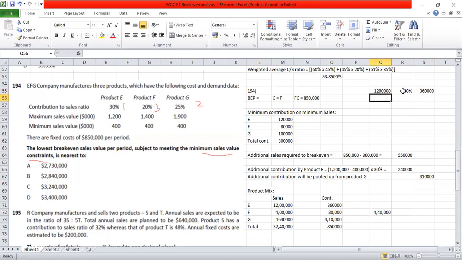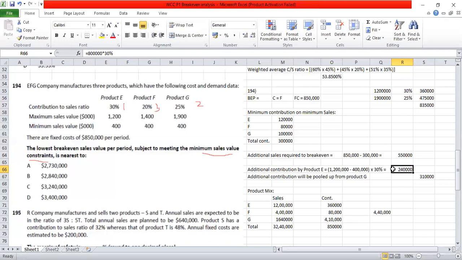The next in order is product G. Product G is 1,900,000 because that's profitable with a contribution margin ratio of 25%. If that is what we are considering, the criteria is to arrive at 850,000 of fixed cost. These two products itself, with this sales amount of 1,200,000 and 1,900,000, can generate a contribution of 835,000. So the balance of 15,000 will be pulled up from F.